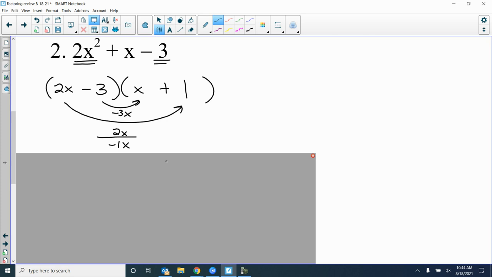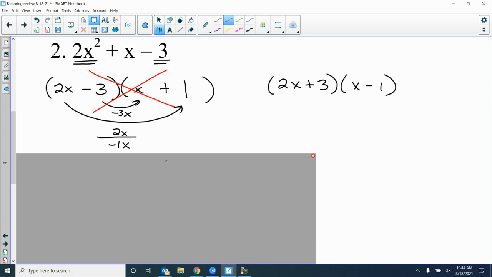Negative 1x. We don't want it to be negative 1. We want it to be positive 1. So are we right? No, but this is an easy fix. If you got the right number with the wrong sign, you remember what you do? Just switch your signs. Keep the order of the numbers. So 2x plus 3 times x minus 1.